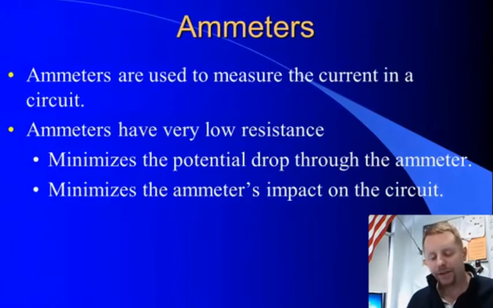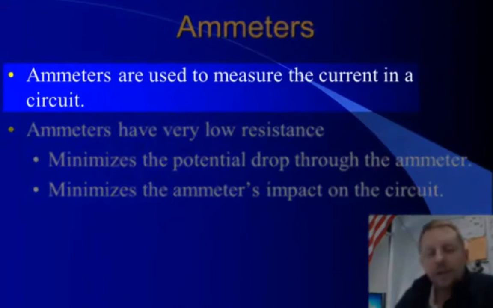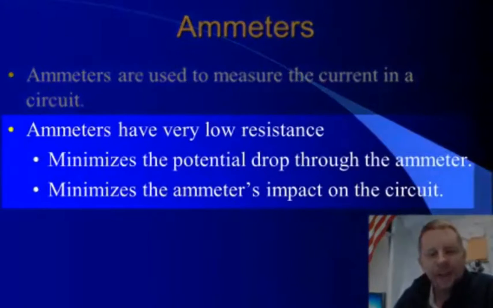An ammeter, on the other hand, is a tool used to measure the current in a circuit. Ammeters have a very low resistance, and they have a low resistance to minimize the potential drop through the ammeter.